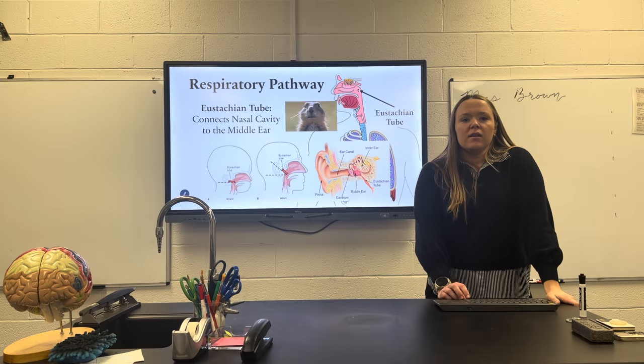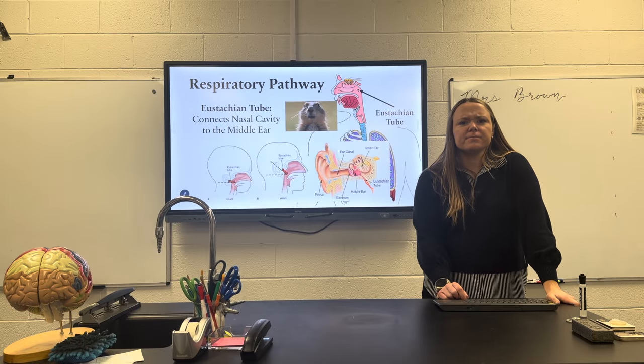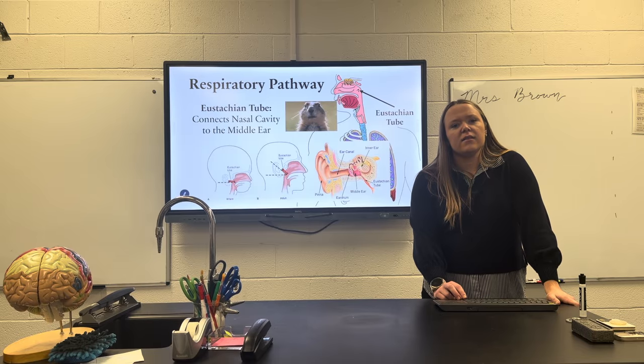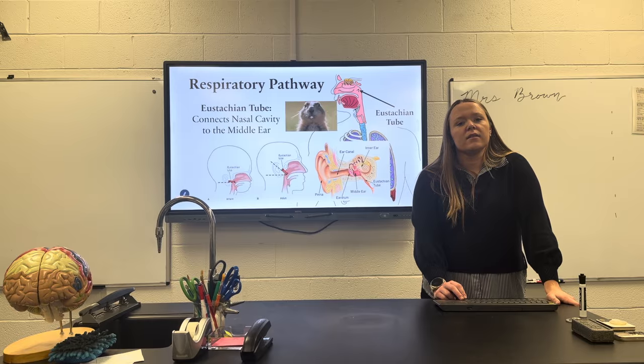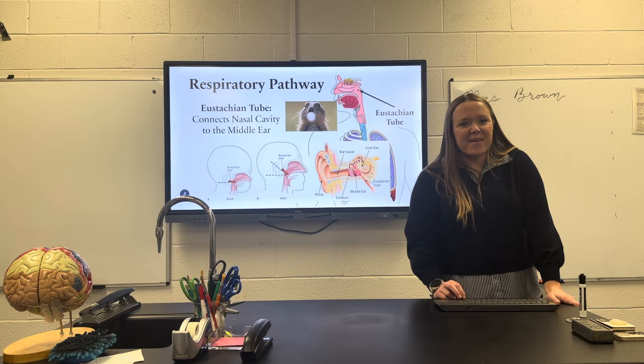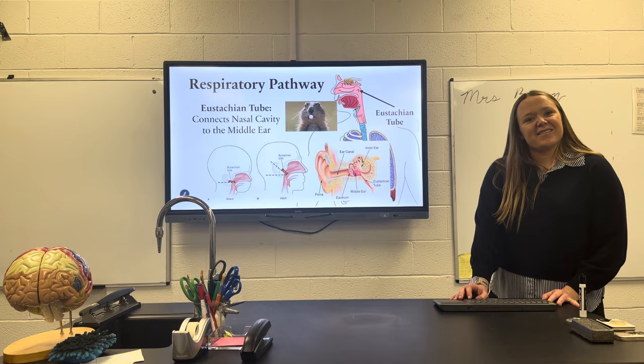And the most common bacterial causes of a middle ear infection, so otitis media, are Streptococcus pneumoniae, then H. flu, and then Moraxella catarrhalis. And you would treat that with amoxicillin. Now we know.